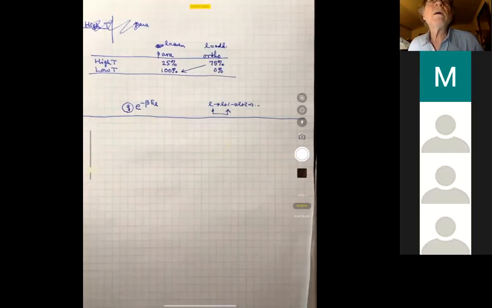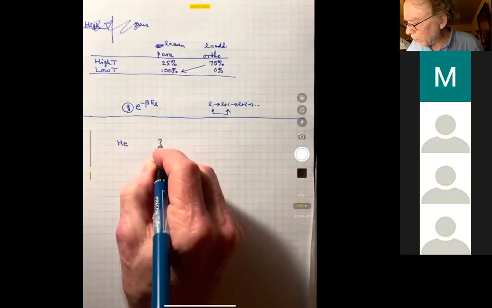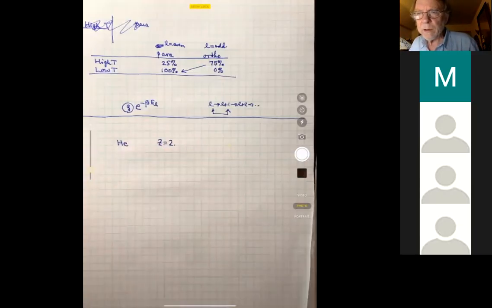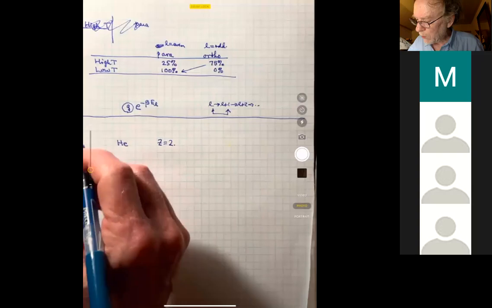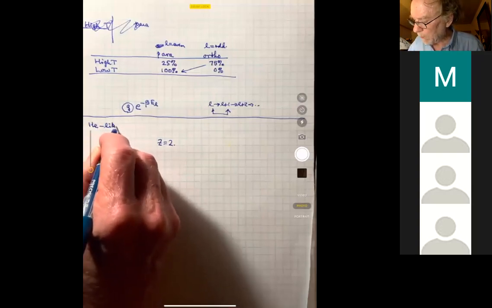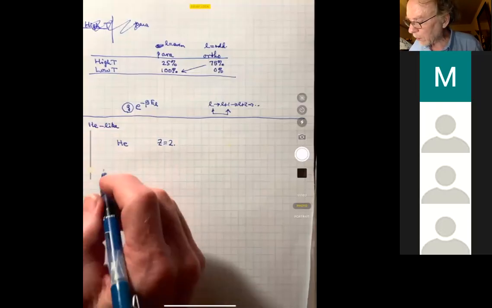Okay, so to begin with, let's talk about helium. Helium has Z = 2, and it has two electrons, a nuclear charge of 2. We'd also like to talk, in the same breath as helium, about helium-like atoms. These are ones that have an arbitrary nuclear charge with 2 electrons.